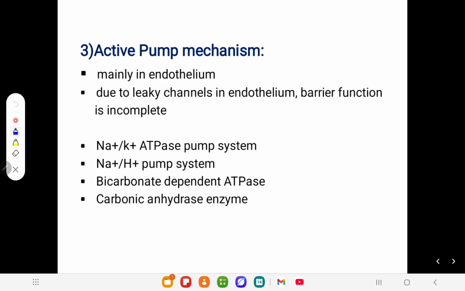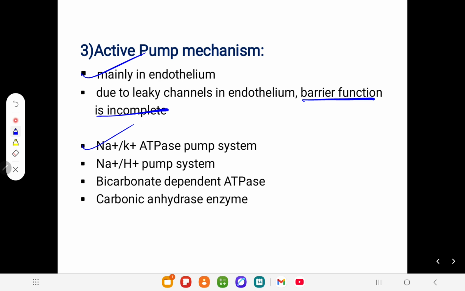So what are we talking about here? The active pump mechanism, I have already told you what it is. It's the elephant in the room. So active pump mechanism is mainly in the endothelium. Yes, due to the leaky channels in the endothelium, barrier function is incomplete. Good barrier function is in the epithelium. So a sodium potassium ATPase pump system is there. That's why it's active, isn't it?